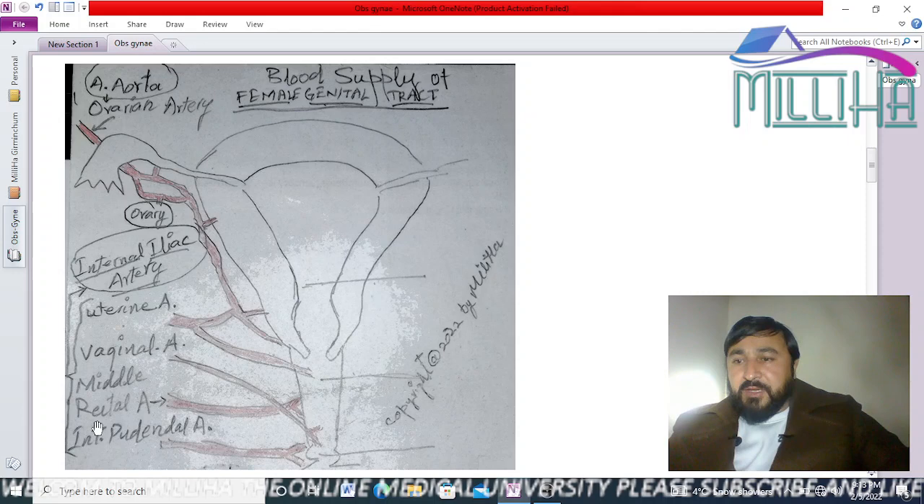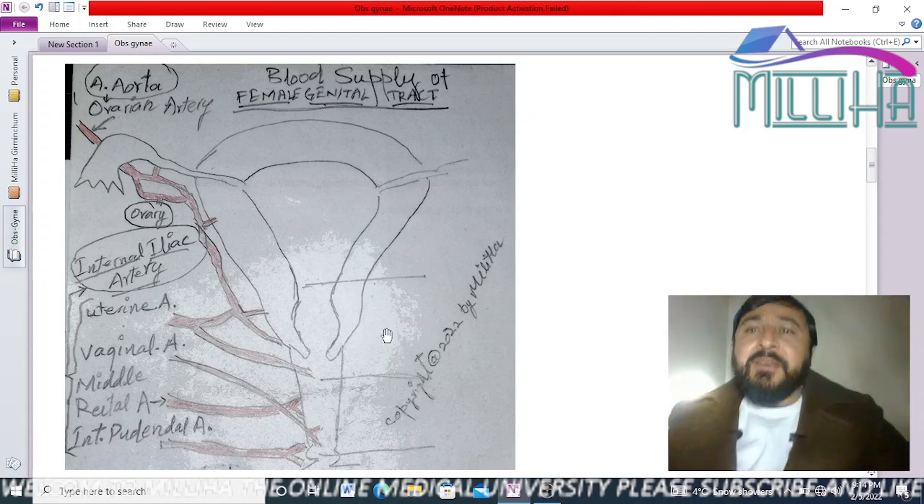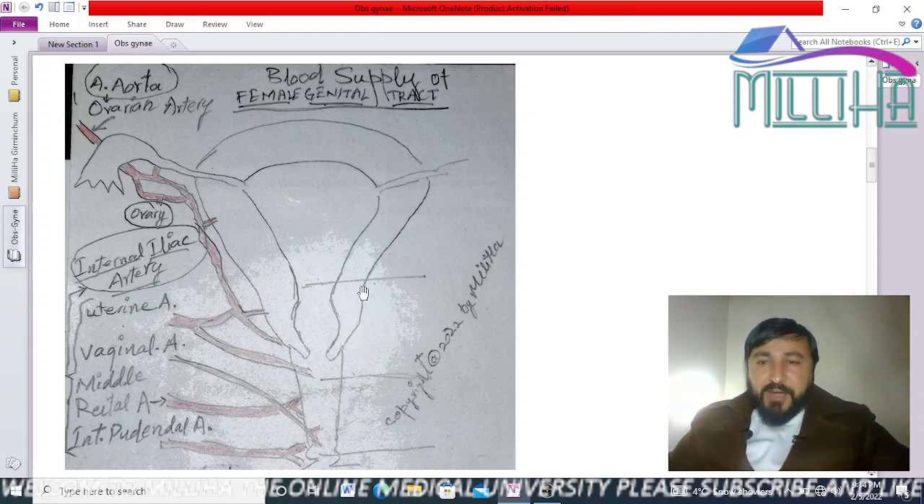So these arteries are branches of the internal iliac artery. Once again, I will repeat: uterine artery, vaginal artery, middle rectal artery, internal pudendal artery. These arteries are branches of the internal iliac artery, and this ovarian artery is a branch of the abdominal aorta. So you can draw this diagram. This diagram I have drawn by myself. I am very bad at drawing, but excuse me and pardon me for my mistakes. Anyway, let's go further. You can also take a screenshot of this drawing, this diagram.